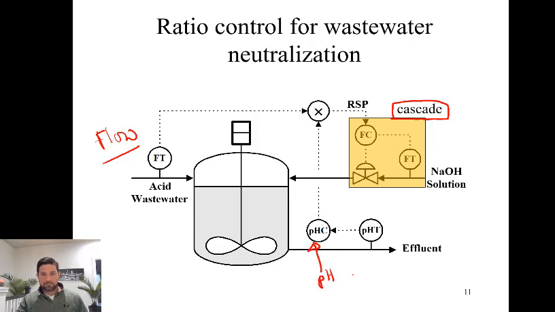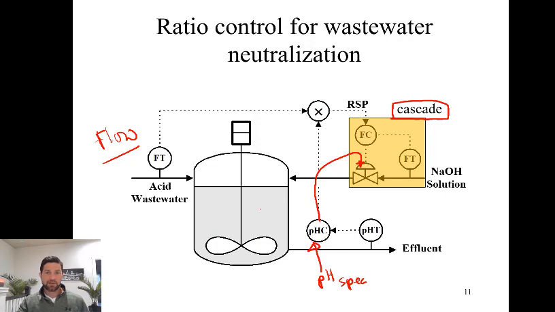We also need to have a pH set point specified on the controller. In feedback only control, we're going to measure the pH of the system, and this is going to tell the valve to open or close. Okay? But because we know that the flow of the acid wastewater might change, we can have the system change the flow of the base before the pH of the overall system changes too much.